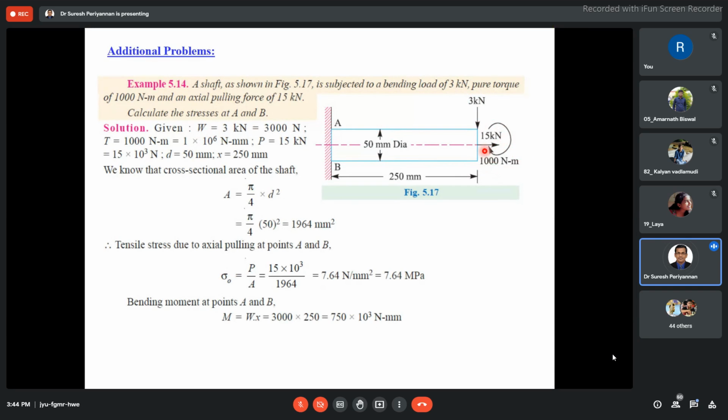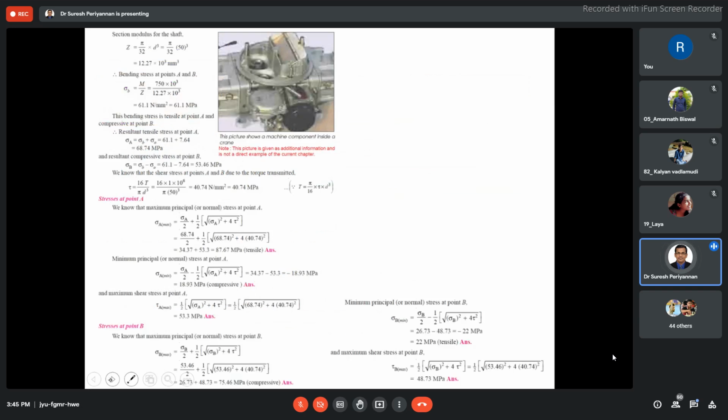Now, the bending moment. What is the bending moment? This looks like a simple cantilever beam. Bending moment is 3 kilonewton, 3000 into 250 mm, that is 750 into 10 power 3 Newton millimeter. This is our bending moment. Now based on the bending moment, we can find out the bending stress. See here.